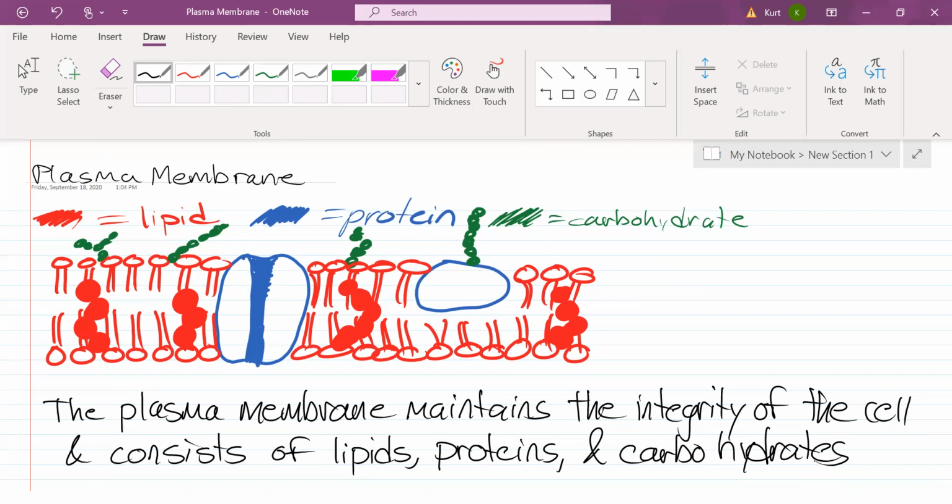Saturated, what state of matter is it typically? It's typically a solid. Unsaturated is typically a liquid. For our purposes today, we don't really need to worry about animal derivatives or plant derivatives. But I do want to go over this.